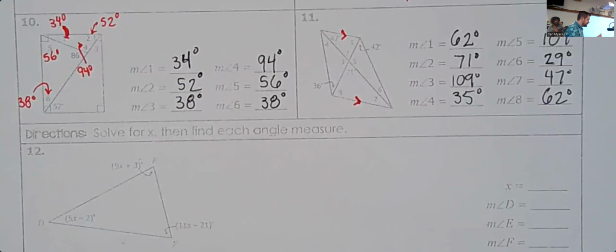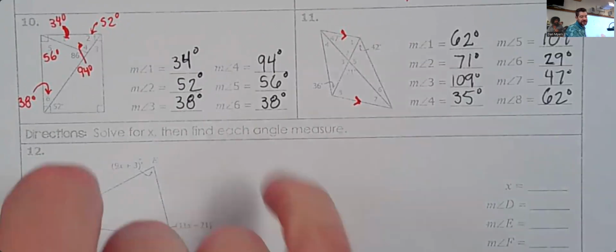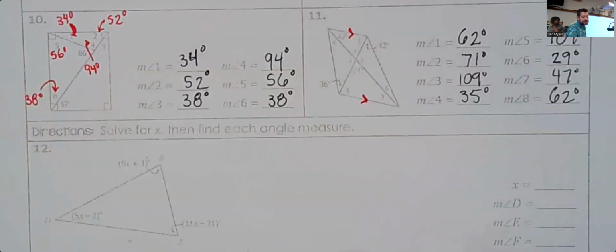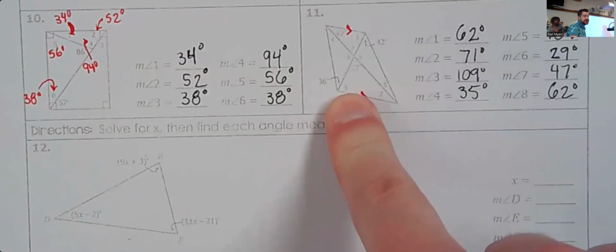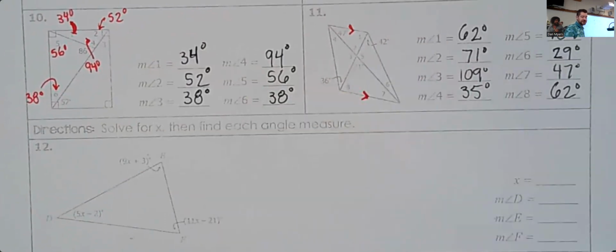And 7 is alternate interior with this 47 degree angle up here. 8 and 1 are also alternate interior, so those two sets would be congruent to each other, which makes angle 7 47 degrees and angle 8 62 degrees. Are there any questions about how we figured out any of those before we move on?